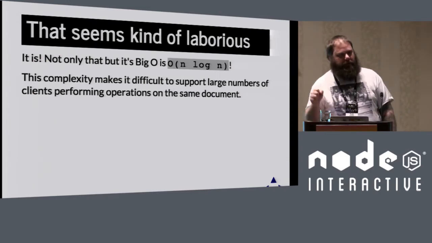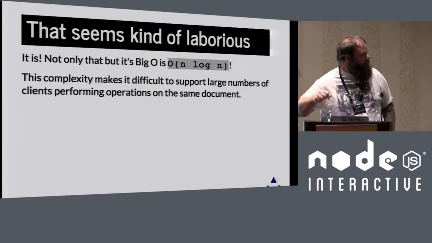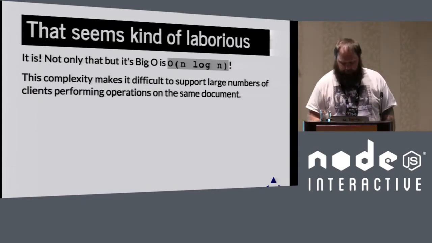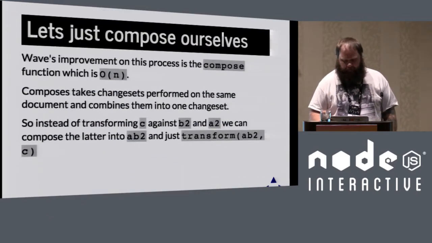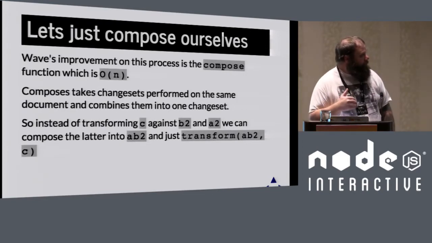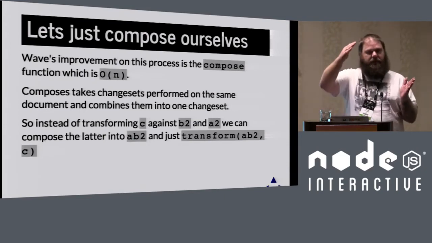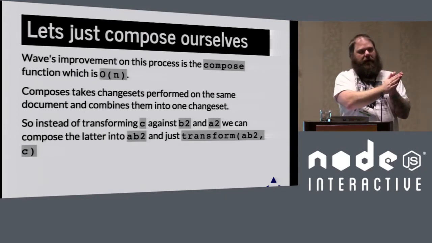It's n log n, and you're doing this in the client. So with JavaScript, this can be really slow. Thankfully, Chrome makes this a little faster for us. But then Google comes in and makes up this thing called compose. And the cool part about compose is that it's O of n, so it's a really quick operation to perform. And it takes change sets and it collapses them together.